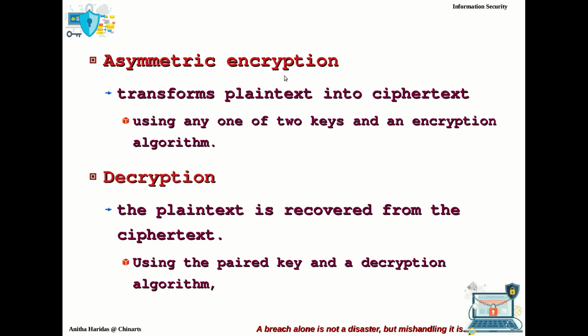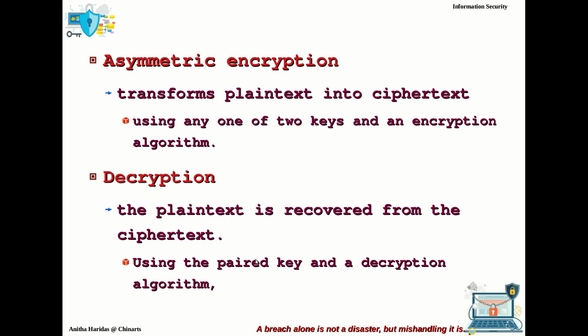Now in asymmetric encryption, we know that it transforms the plain text into ciphertext, and for doing this transformation it uses any one of the two keys, right? So for encryption it may be using a public key or it may use a private key also, and an encryption algorithm will be used for the encryption process. At the same time, the plain text will be recovered from the ciphertext using the decryption process, and this time it uses the paired key.